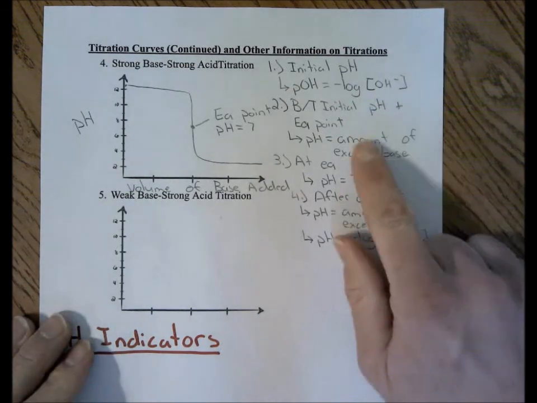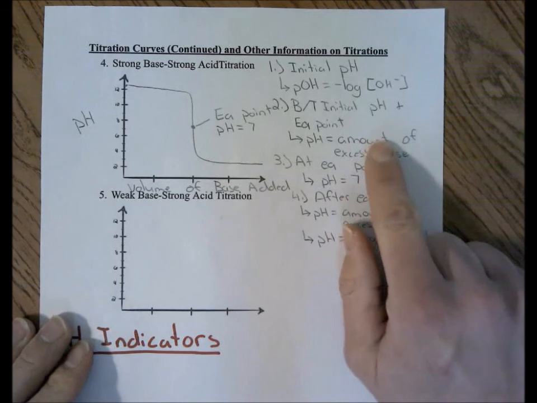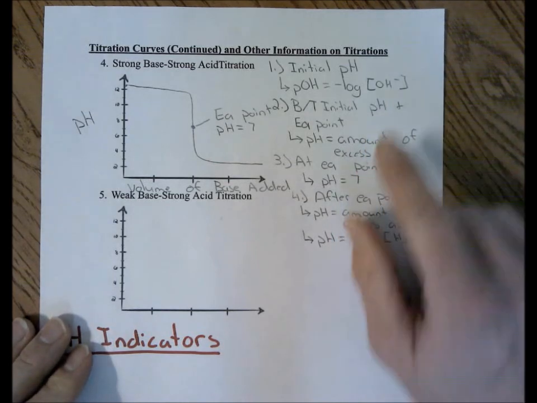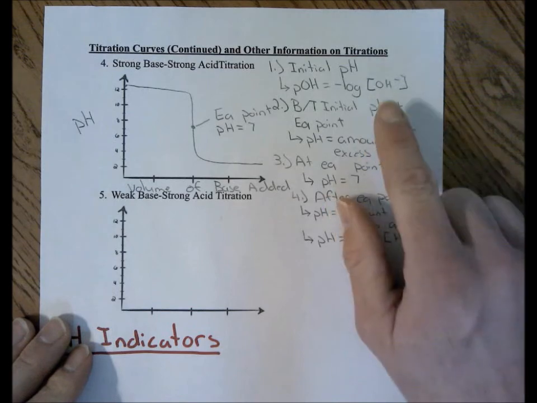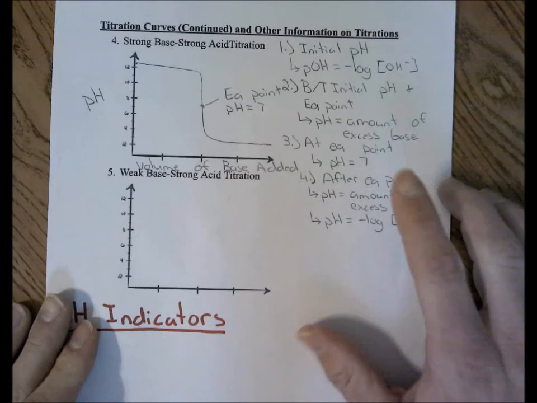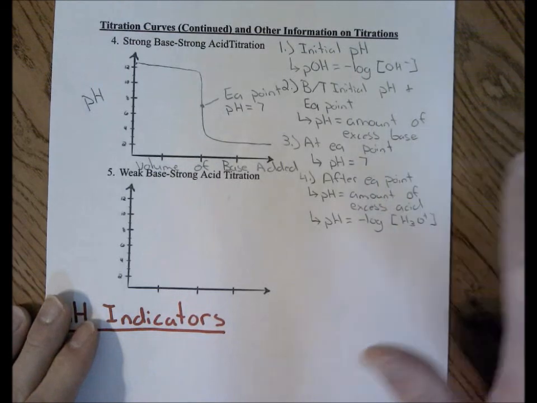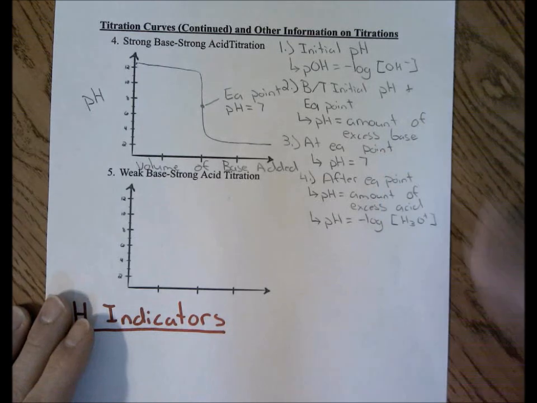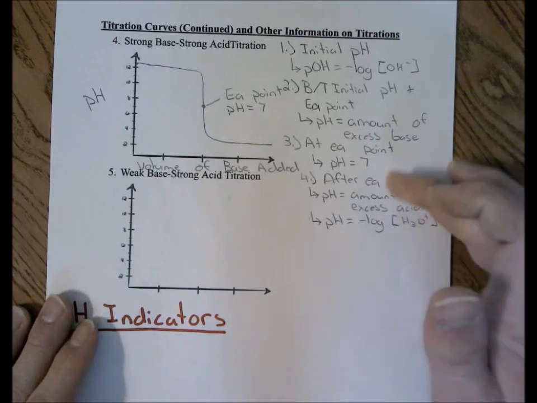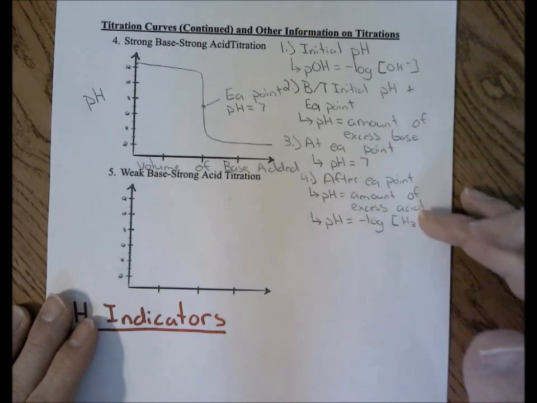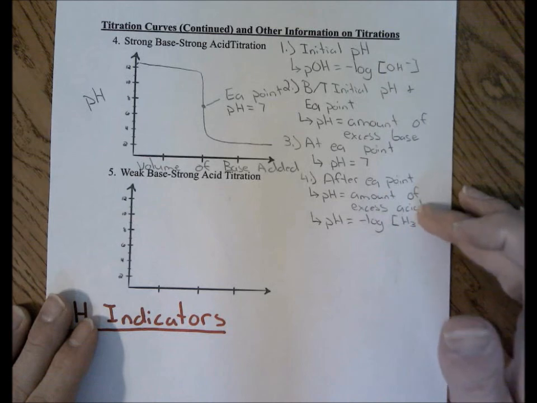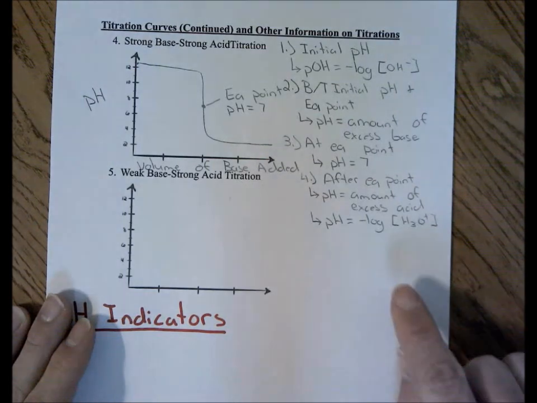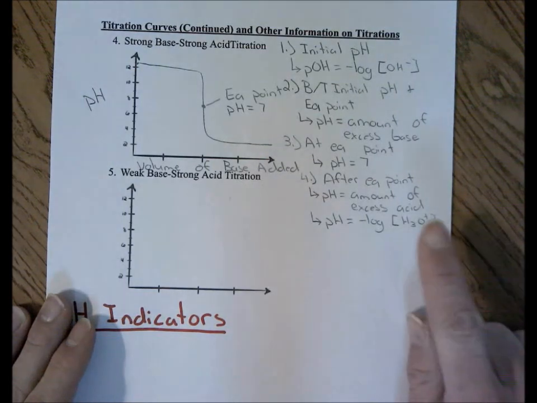And then once we add some acid, remember there's going to be an amount of excess base. So again, the amount of excess base goes into that pOH equation. At the equivalence point, the number of moles of acid is equal to the number of moles of base. We get that auto-ionization of water, and so that's how we get a pH of 7. And then after that equivalence point, our amount of excess strong acid is going to be utilized to calculate our pH.